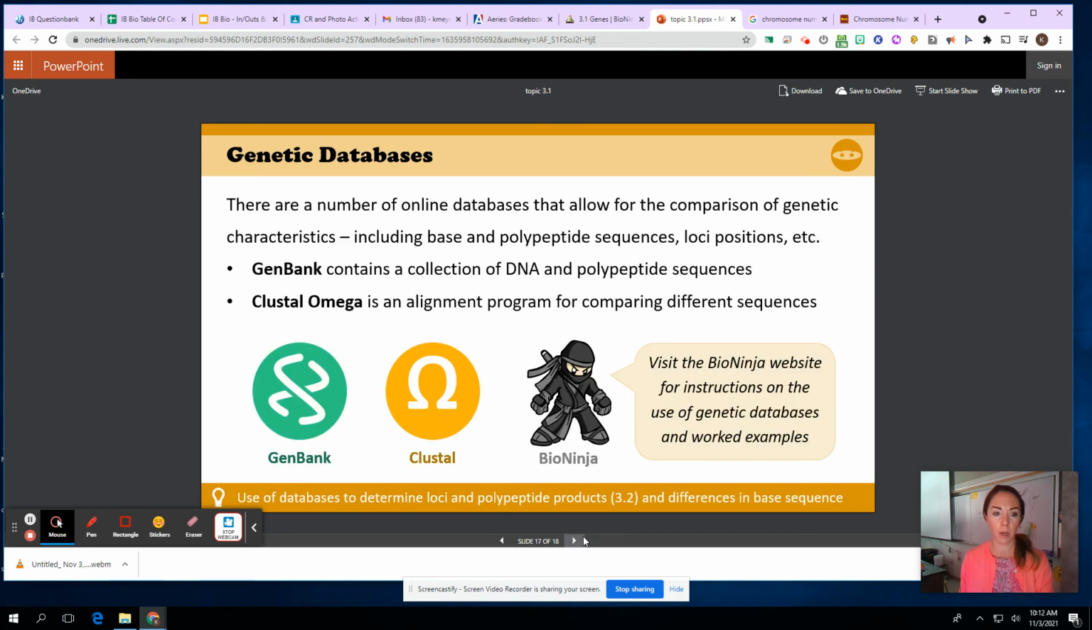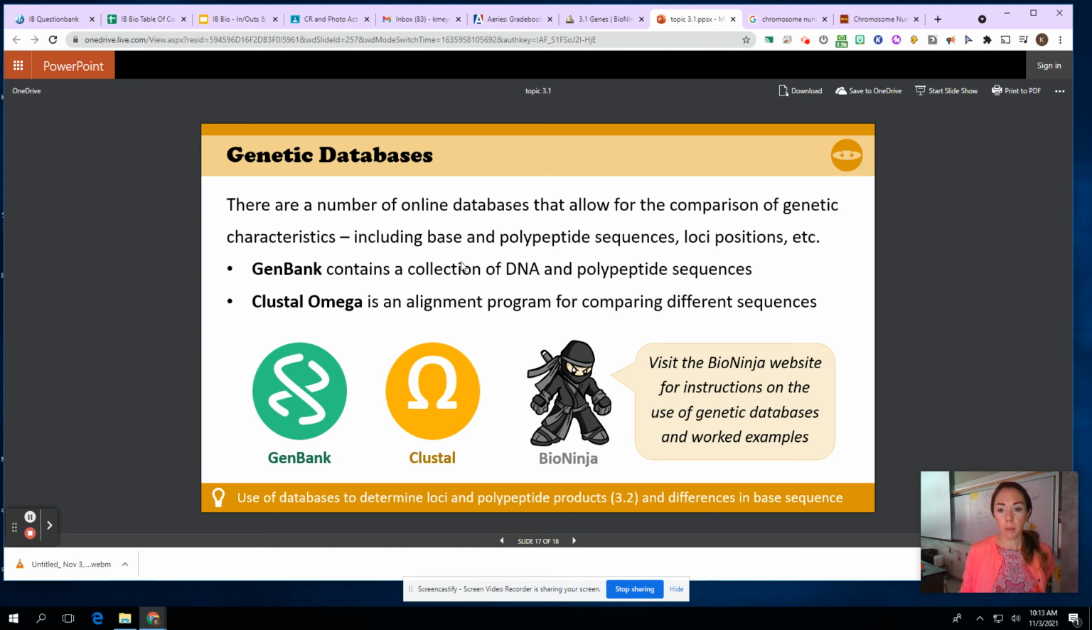Okay, last slide here. Genetic databases. There are a lot of different genetic databases, and there's actually some controversy over them. Maybe we'll look at that in criminal justice. But anyways, there are a couple online that look at the comparison of genetics, like bases, polypeptides, positions, all that kind of stuff. The two that you need to know about are GenBank and Clustal Omega.